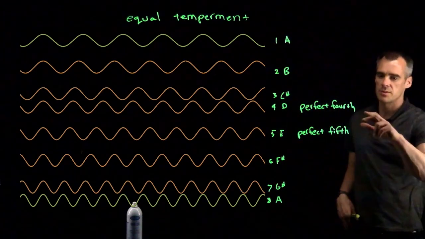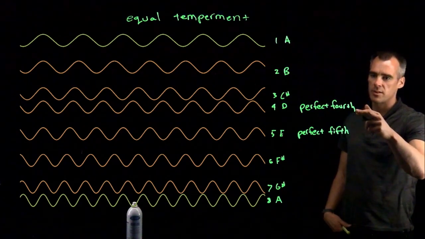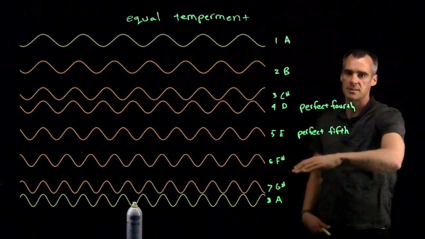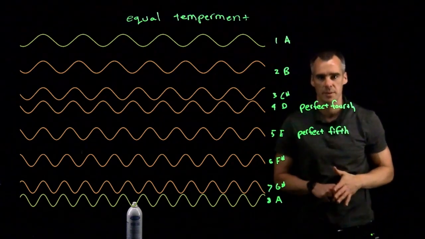All right, so now that we close the loop on the perfect fifth and perfect fourth, let's go ahead and convert from looking at this 12-step equal temperament system to what a 13-step equal temperament system would look like.